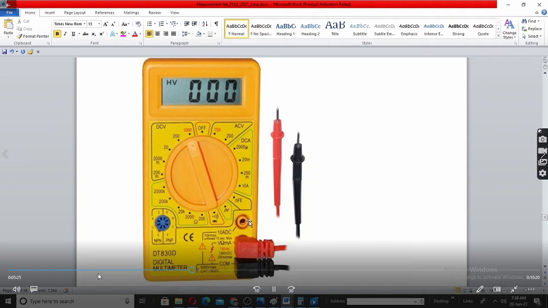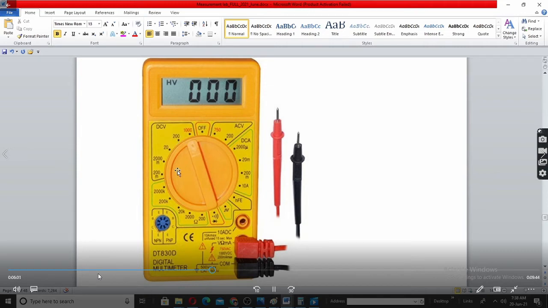Now you can select any range and connect the multimeter leads appropriately in the circuit. If you select a voltage range, connect the leads in parallel across the circuit where voltage is to be measured, such that the range selected is higher than the actual circuit voltage. Otherwise, the multimeter may get damaged.